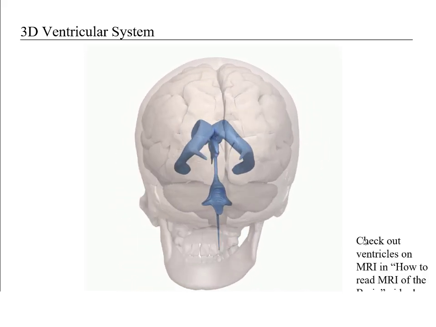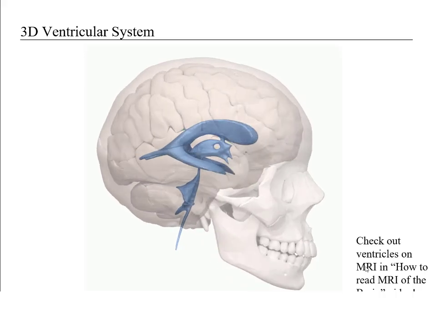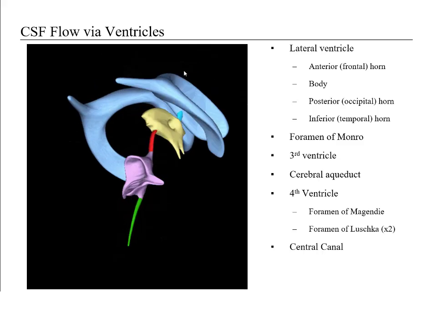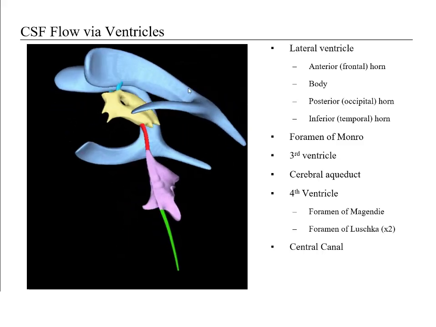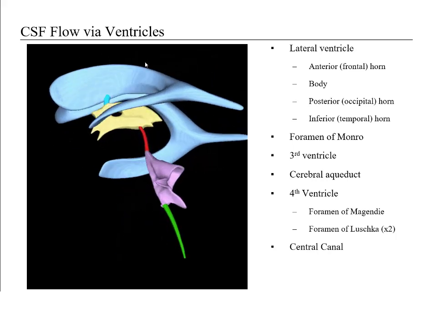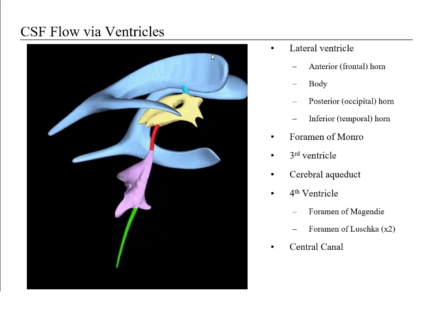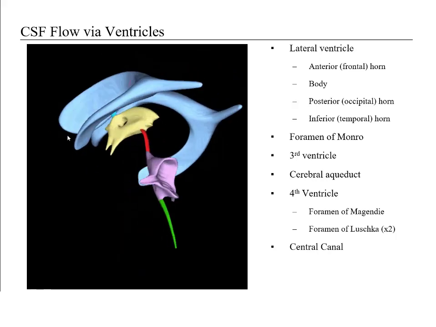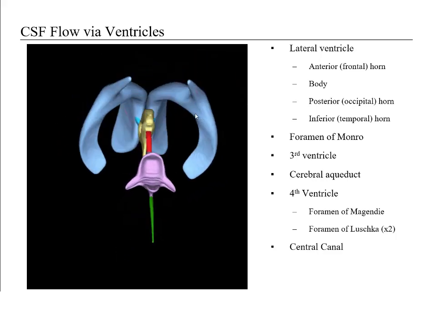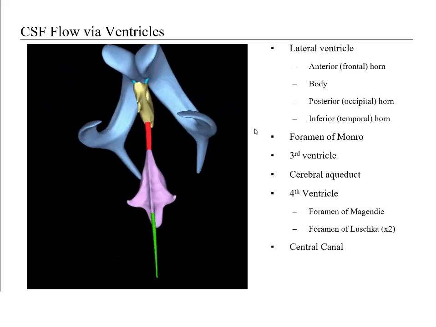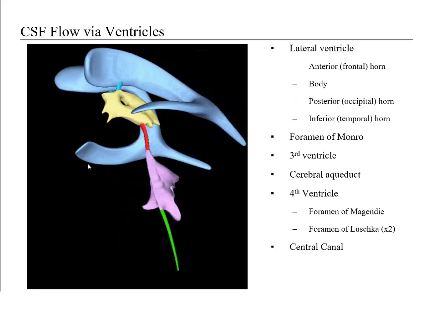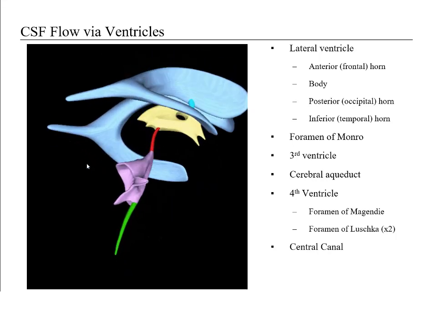We have a video where you can check out the ventricles on MRI in the How to Read an MRI of the Brain video. So here's another 3D view of the same thing where it's color-coded. You can see the ventricles here in blue. There's a right lateral ventricle and a left lateral ventricle. They're C-shaped, and each one of these projections is called a horn. There's an anterior horn which goes into the frontal lobe, so it's called the frontal horn. There's the body. The posterior horn goes into the occipital lobe, so it's also called the occipital horn. And then the inferior horn down here goes into the temporal lobe, so it's also called the temporal horn.